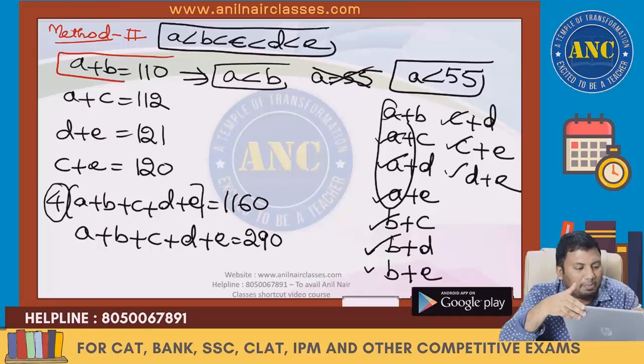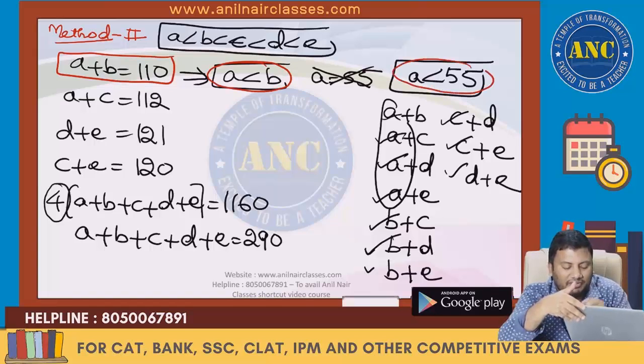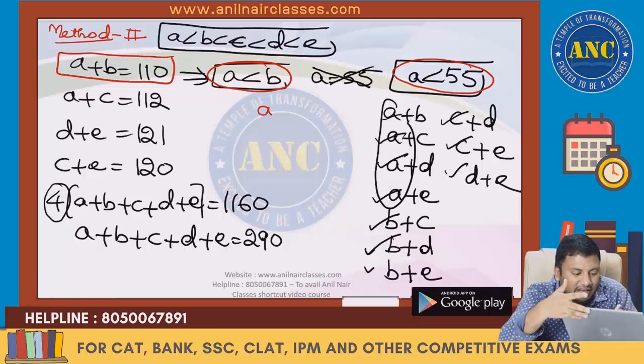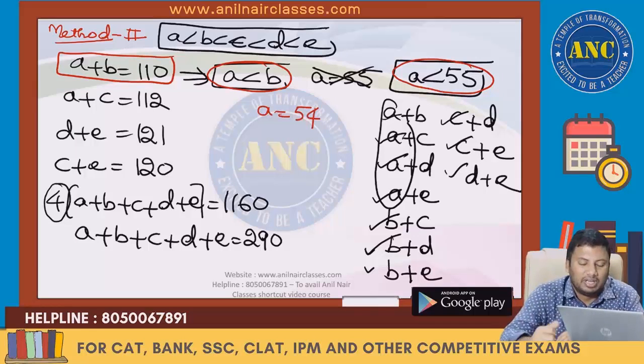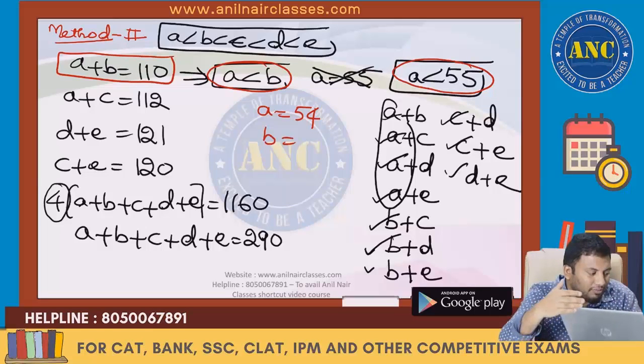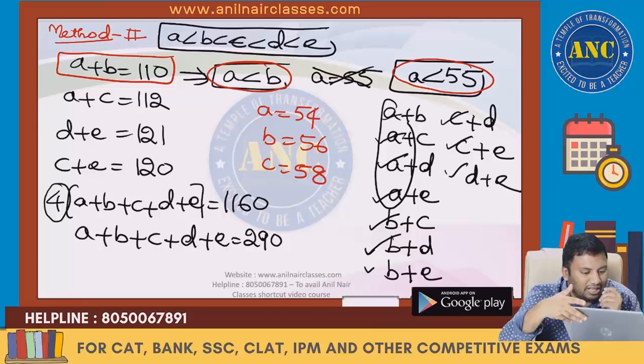The hint is A plus B equivalent to 110. A is less than B. That means A has to be less than 55. If A is less than 55, if I take A value 54, from the equation B will be 56. From the equation C will be 58. From the equation E will be 62. From the equation D will be 59.